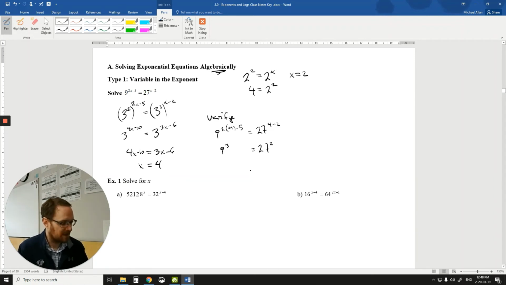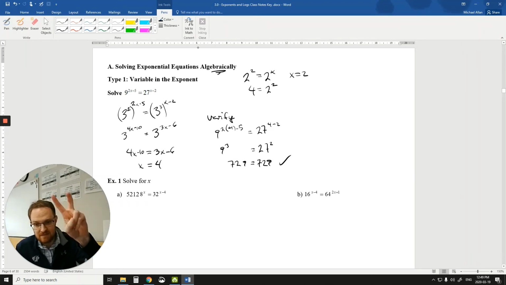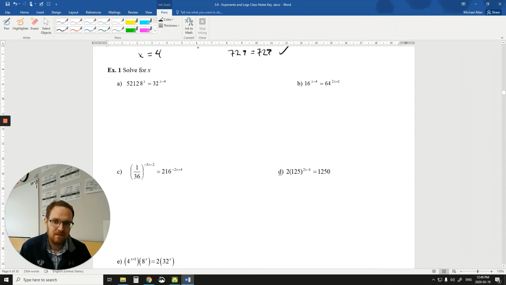I just want to double check now. Both sides, so 27 squared is 729. 9 to the power of 3 is also 729. So both sides were correct. So x satisfies this. Okay.